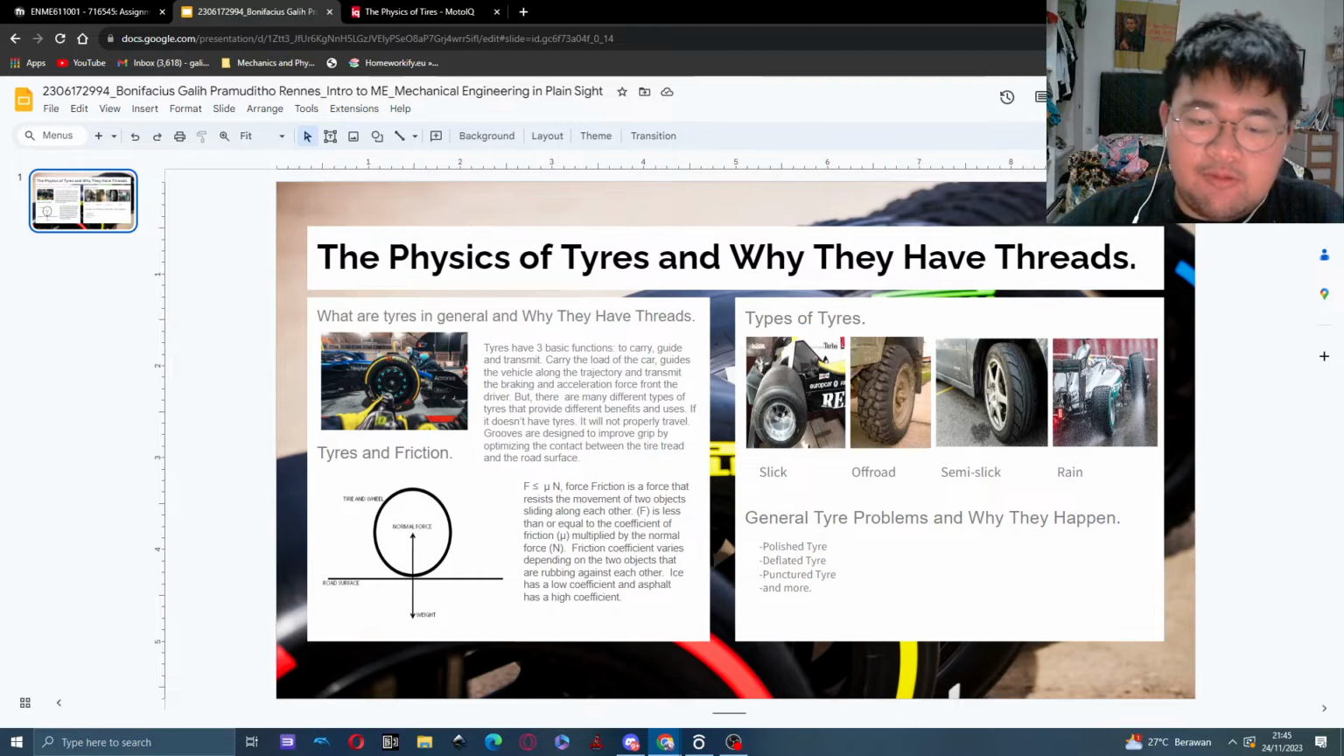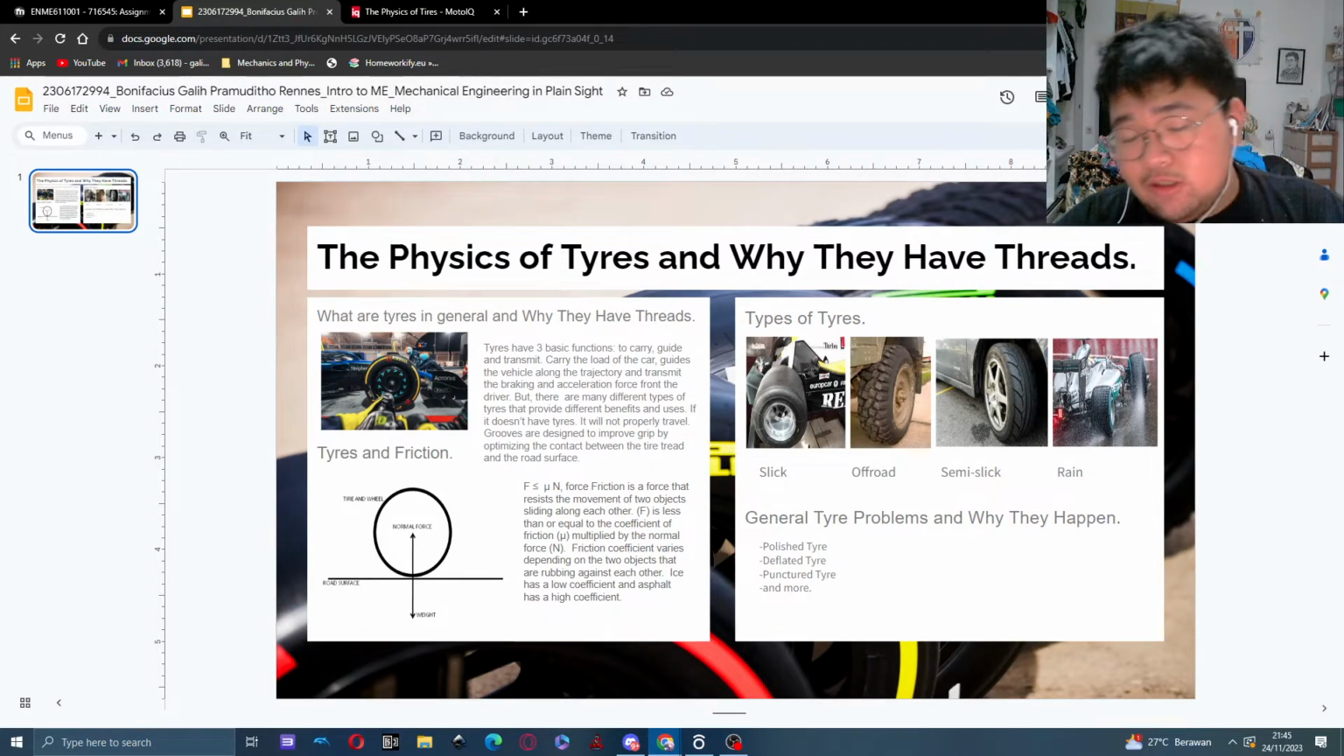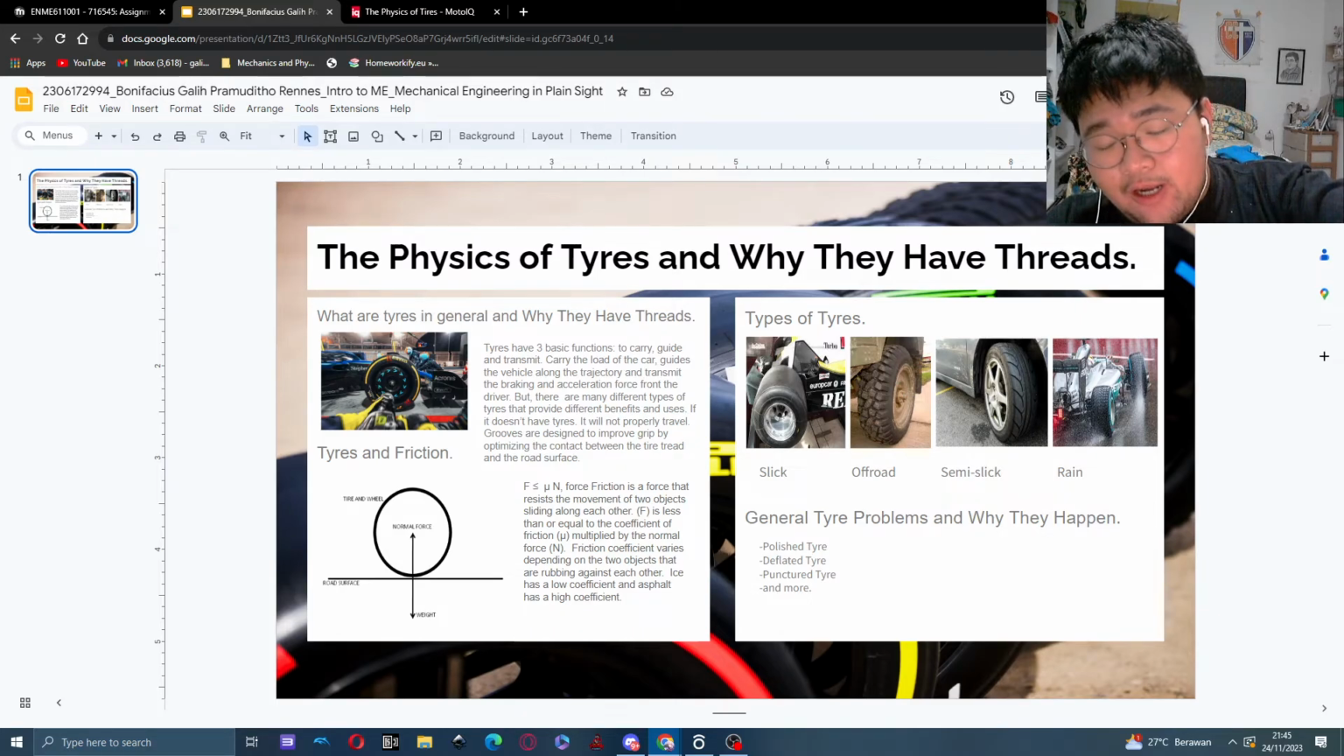There are also general types of problems like polished tire, deflated tire, or punctured tire, which is caused by many things. But in general, the reason why cars have treads is because it allows the car to give friction so it can stick to the ground and also move along the road.